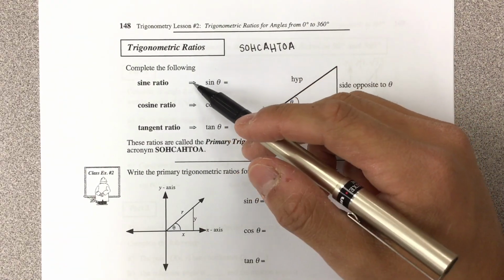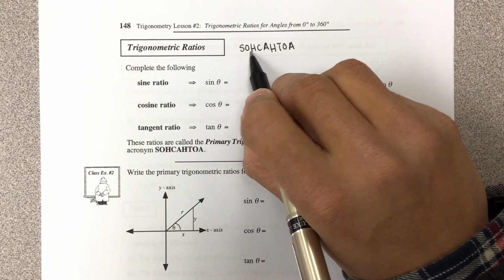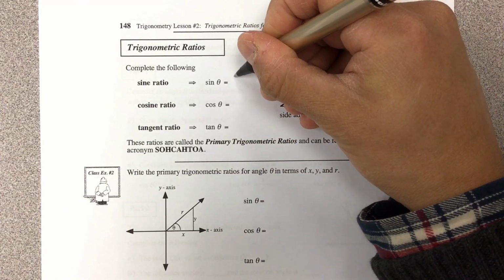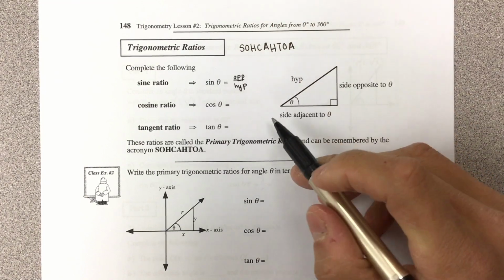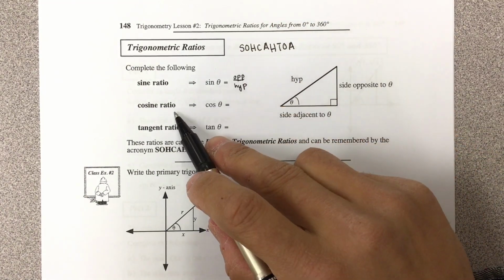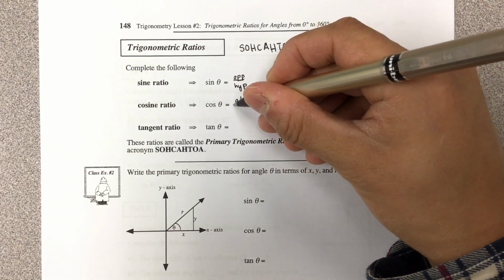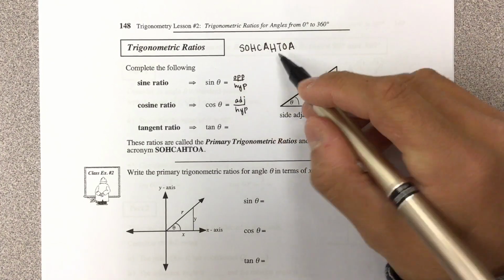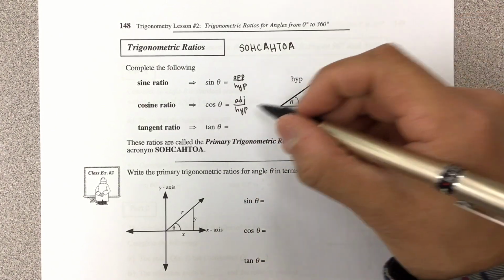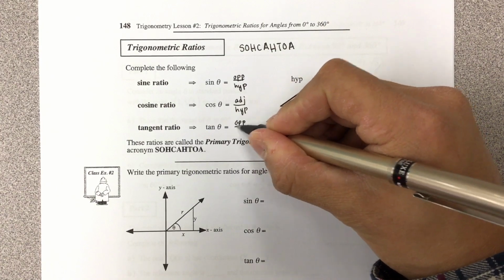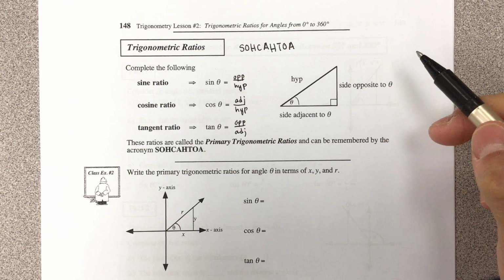So let's complete the following. If I have the sine ratio, sine theta is equal to opposite divided by hypotenuse. When I have the cosine ratio, cosine theta is equal to adjacent divided by hypotenuse. And the tan ratio is equal to the opposite divided by the adjacent. So these are known as our primary trig ratios.